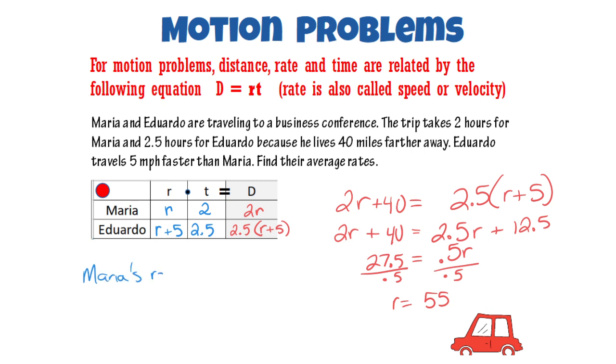So that's what we're going to write for our final answer. Maria's rate is 55 miles per hour. Eduardo's rate is 5 more than that, so 60 miles per hour. Now, again, use the chart to help you set it up, but the big thing is don't fill this in from the info up here. It'd be very tempting to say something about that 40 miles in the distance column. Nope, that 40 miles comes into play when you're creating your equation.